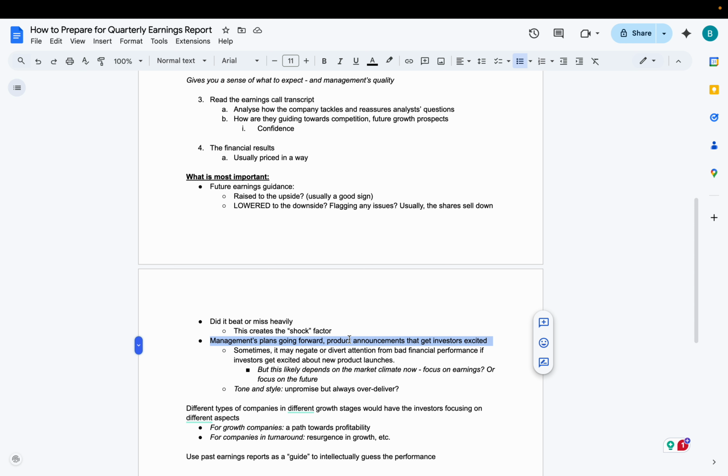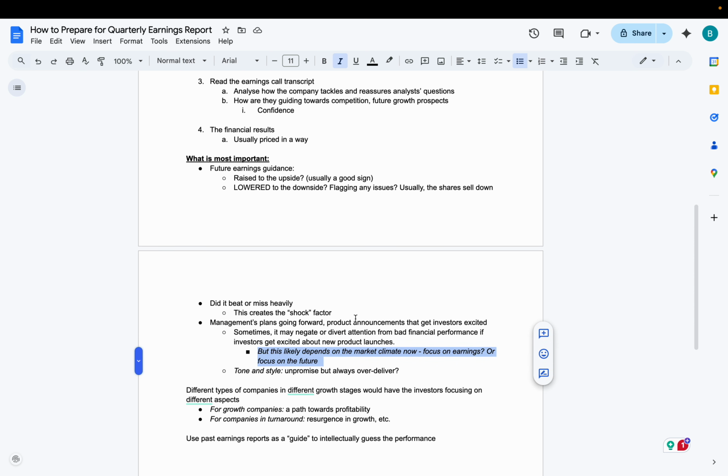So for example, some growth companies may announce, oh, we have a new product coming up and this is going to capture a lot more market share. All these are just promises for now, but it will divert everyone's attention and move the attention away. Even though the earnings may be bad, right, they missed expectations, this may cause the stock price to go up as well, right? But I think this also ultimately depends on the market climate now.